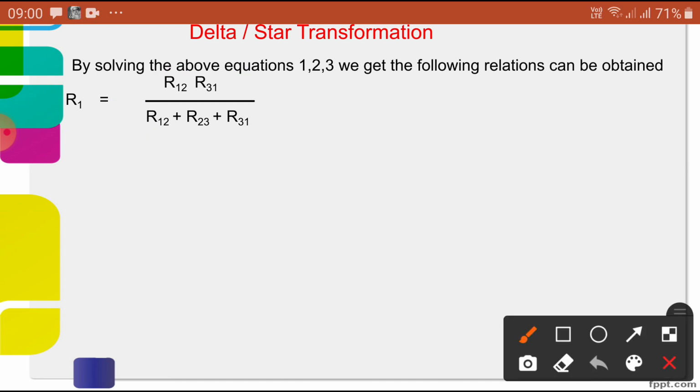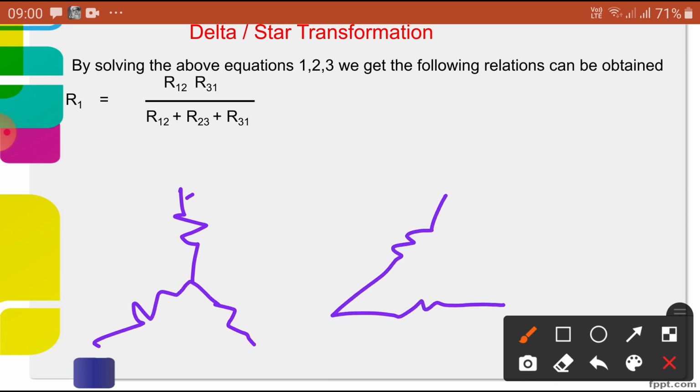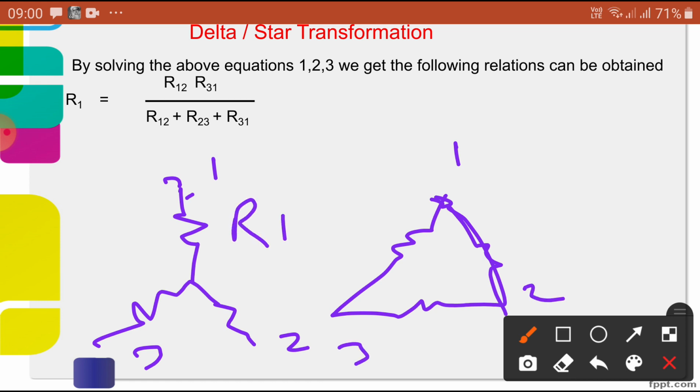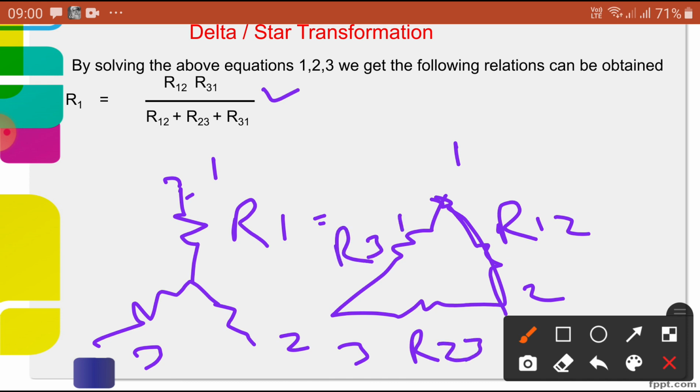Here you connected the star and delta, 1, 2, 3, 1, 2, 3. So R1 equal to, we are going to get it. What is R1? Here, R1 is equal to an expression in R12, R23 and R31. So, this is the one thing.